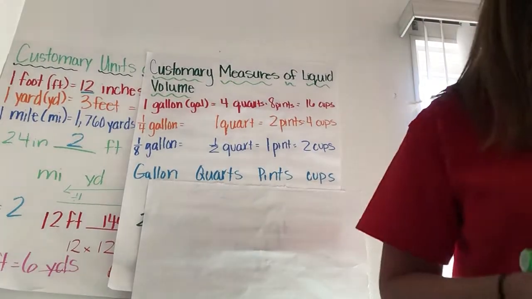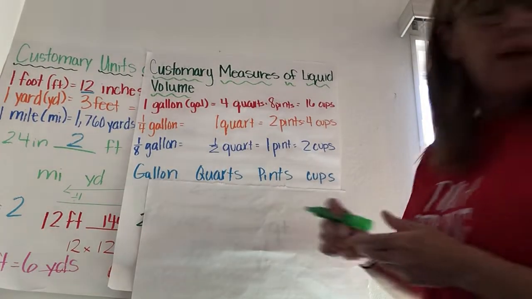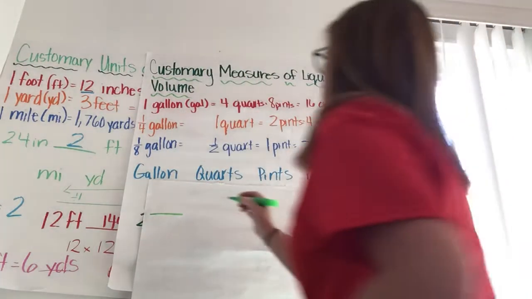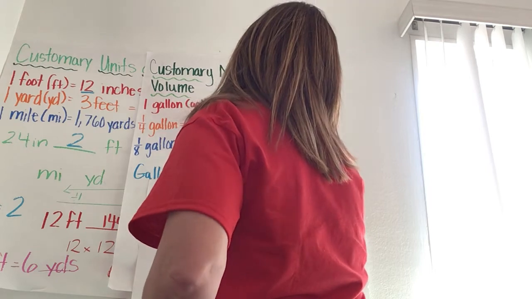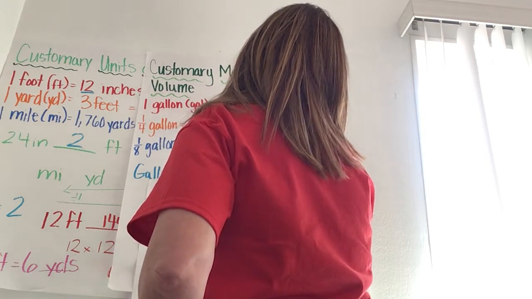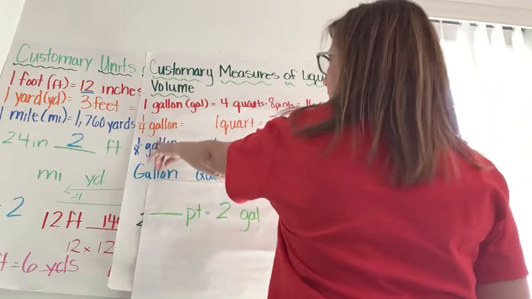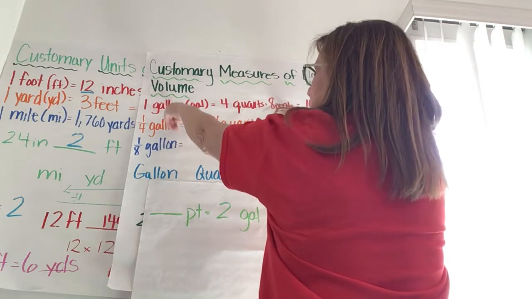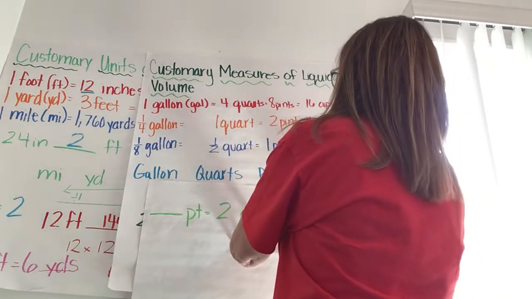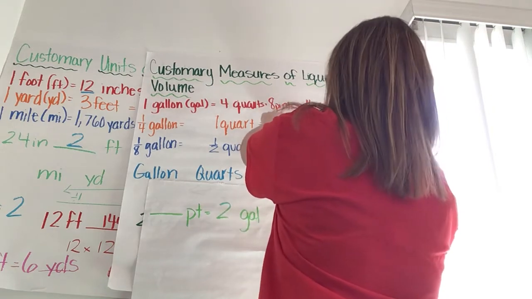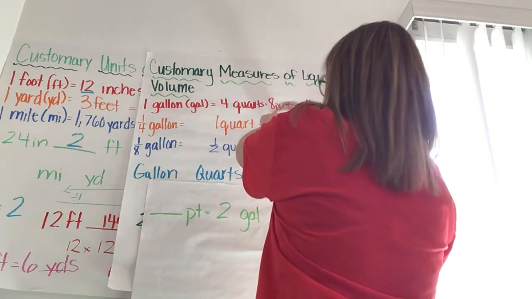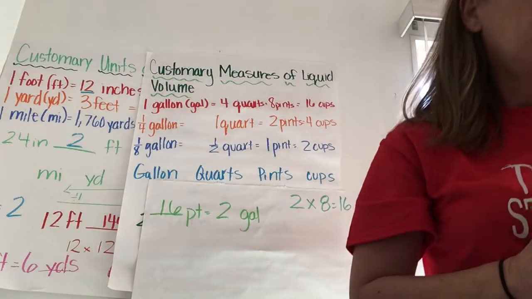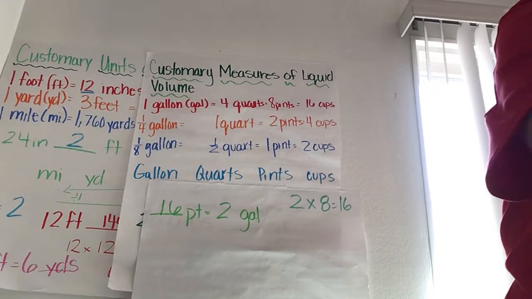Let's do blank pints equals 2 gallons. So we're going from gallon to pints, so I'm going to be multiplying, and there's 8 pints in a gallon, so I know there's 2 gallons, so I'm going to be multiplying it times 8, which equals 16 pints in 2 gallons. Okay, let's look at another one.